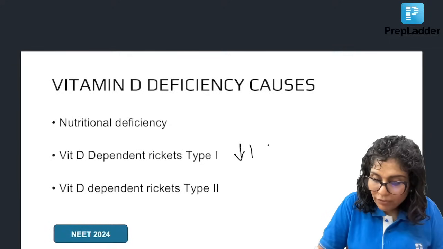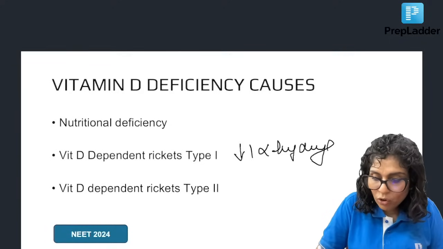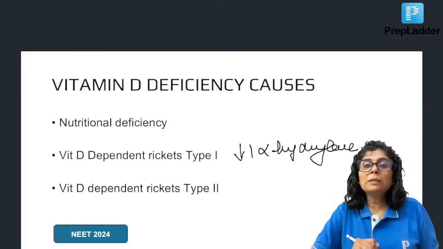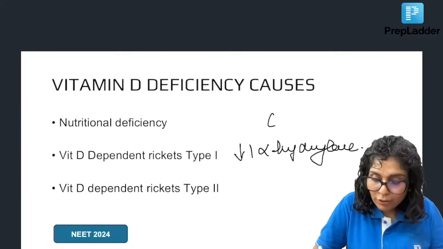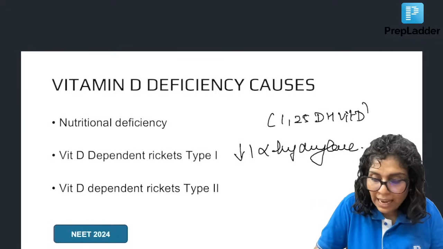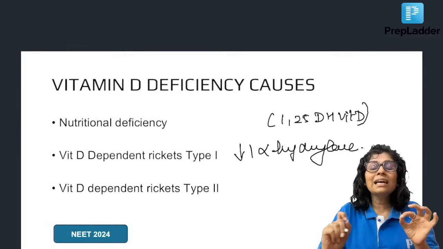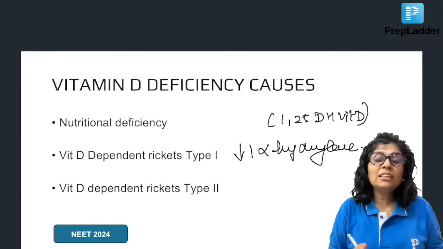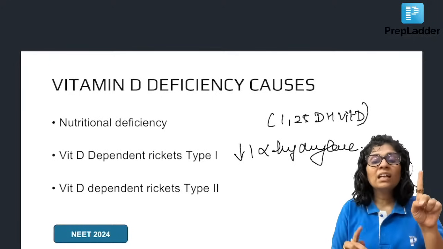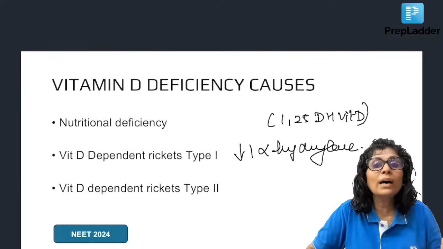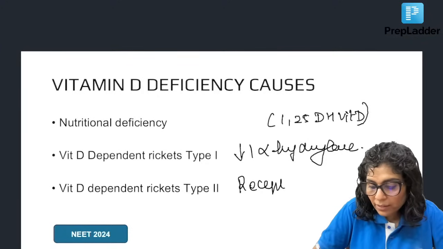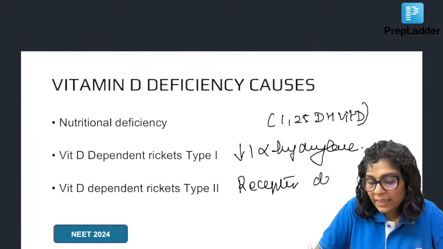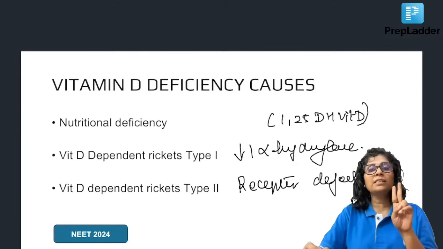Type 1 is because of a defect of the 1-alpha hydroxylase enzyme, which helps in the formation of the active form of vitamin D. Which is the active form of vitamin D? 1,25 dihydroxy vitamin D is the active form. That is formed by 1-alpha hydroxylase. If that activity is low, it is type 1. What is type 2? Type 2 is a receptor defect. Whenever the vitamin D receptor is defective, that is called type 2.